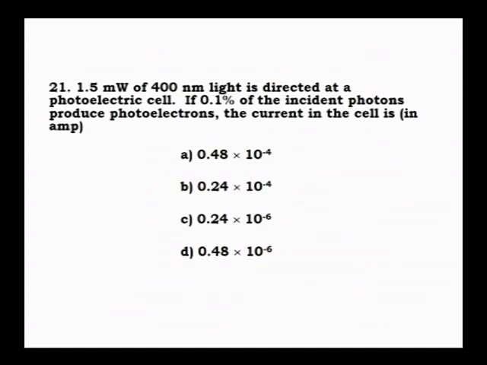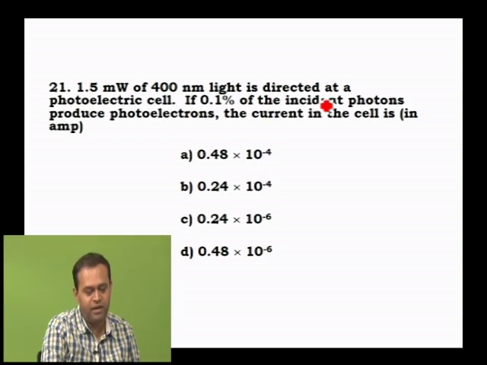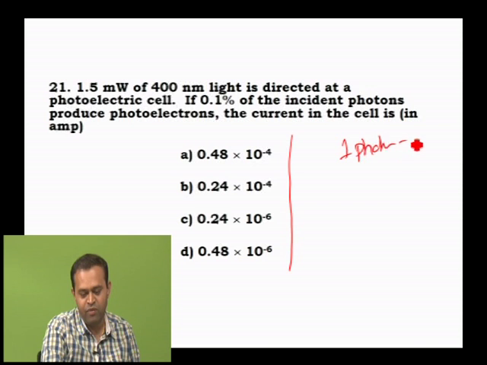Then question number 21. 1.5 milliwatt of 400 nanometer light is directed at a photoelectric cell. 0.1% of incident photons produce photoelectrons, then find the current in the cell. One important point I should have mentioned: according to particle quantum theory, one photon can emit one photoelectron. Suppose if 10 photons are incident, 10 photoelectrons are emitted. Take this constant and solve the sum.